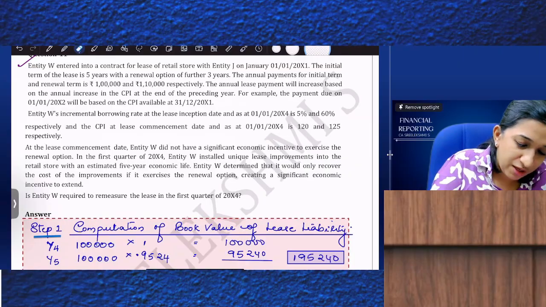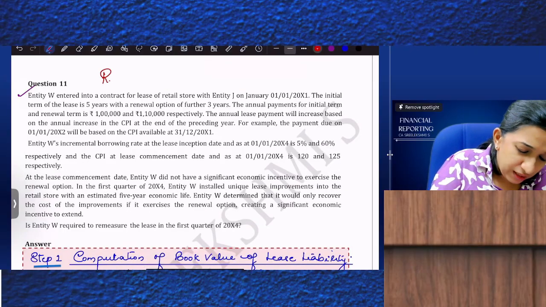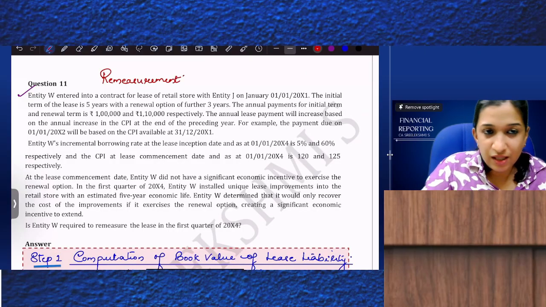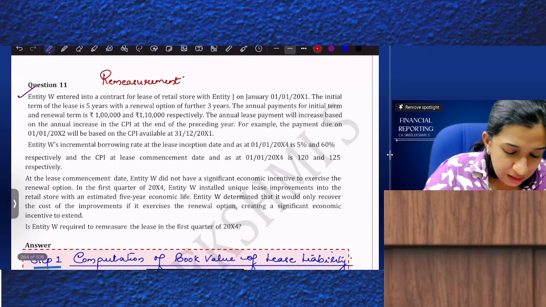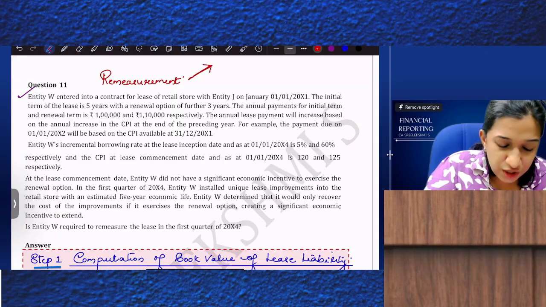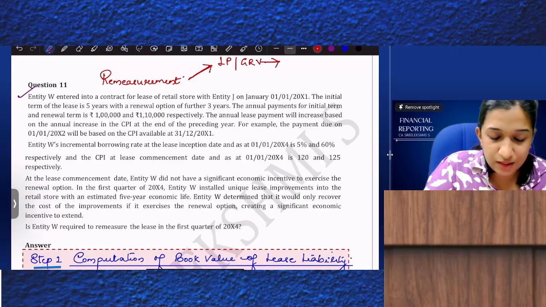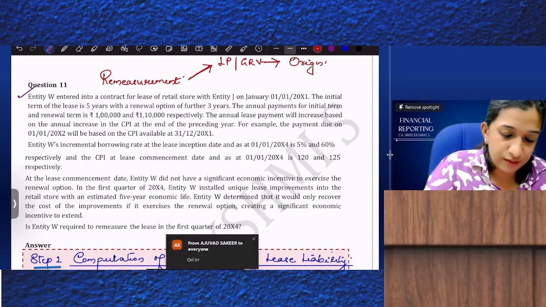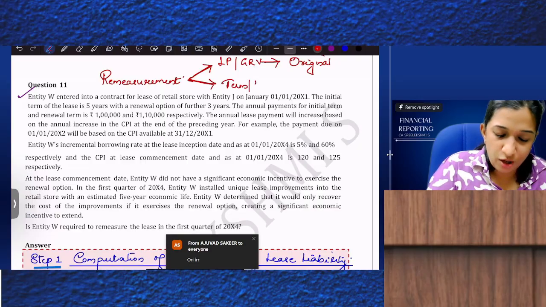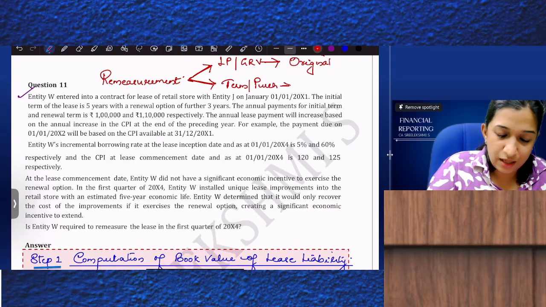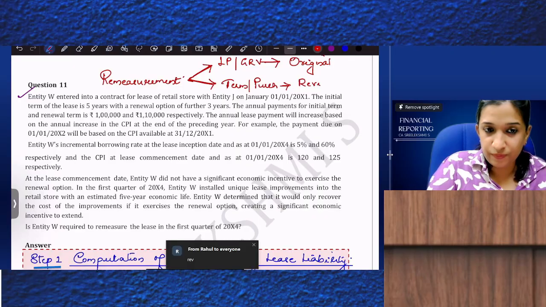This is again remeasurement. What is the rule as per remeasurement? There is no amendment, but if there is a remeasurement, if the remeasurement is out of change in lease payments or guaranteed residual value, calculate the revised lease liability using the original rate. In the other case, where the term changed or purchase option changed, it should be calculated using the revised rate.